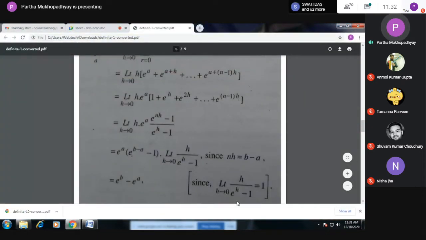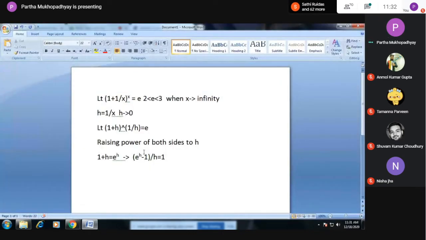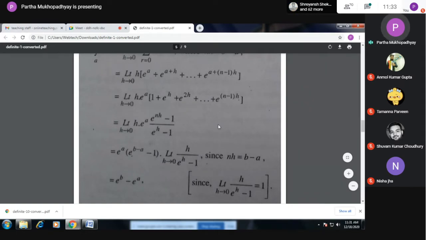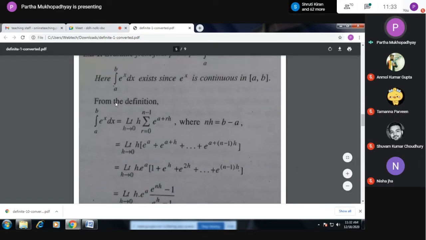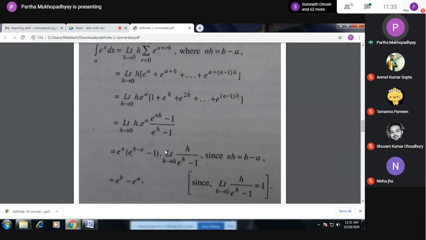So (e to the power h minus 1) by h, and its reciprocal: the limit of this thing is 1, so the limit of the reciprocal of this thing will also be 1. So I'm getting e to the power a into (b minus a minus 1), that is equal to e to the power b minus e to the power a. So this is the result. Now, interestingly, if you integrate e to the power x, what is the integration of e to the power x? Again, e to the power x. Putting the values b and a, you'll at once get this result. So the summation of these rectangular strips will also give you the same result, okay?